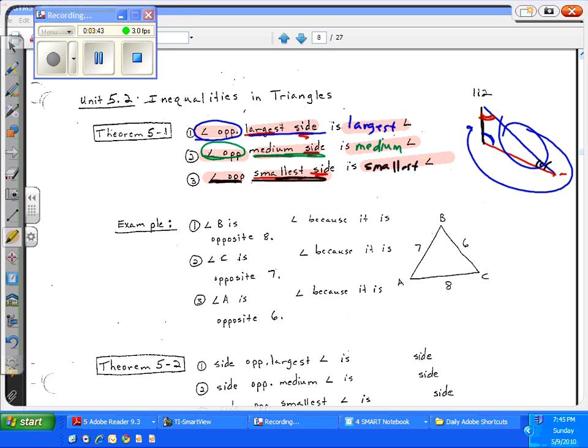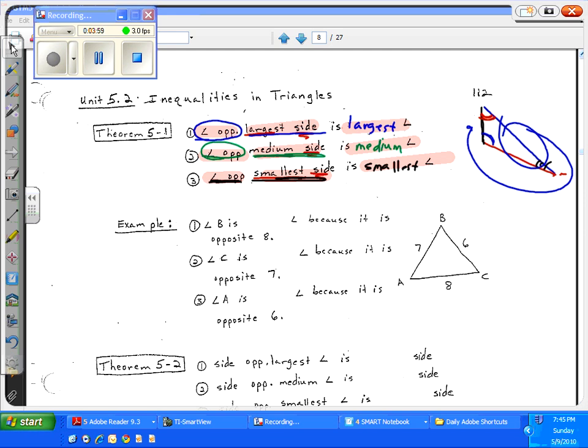And that's the way I would like for you to memorize it, because that's the way you're going to use it. The other theorem says if the angles of a triangle are unequal, then the sides opposite those unequal angles are unequal in the same order.